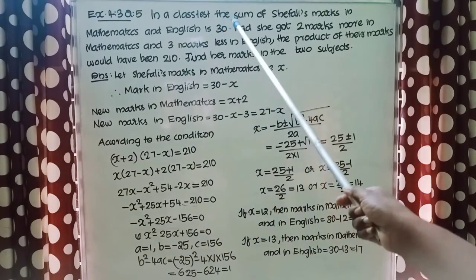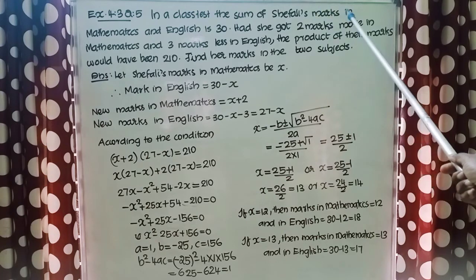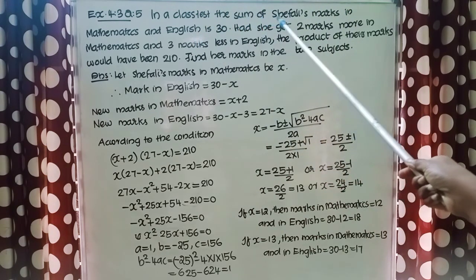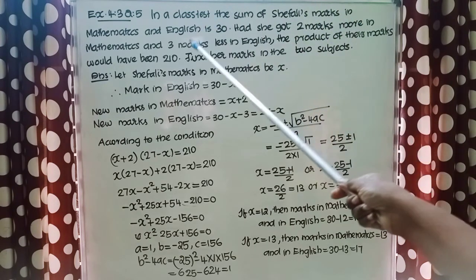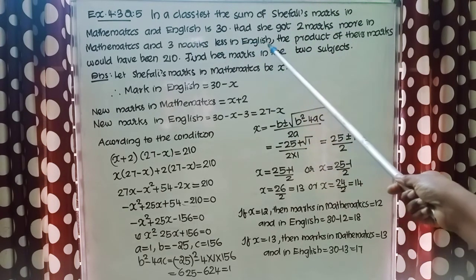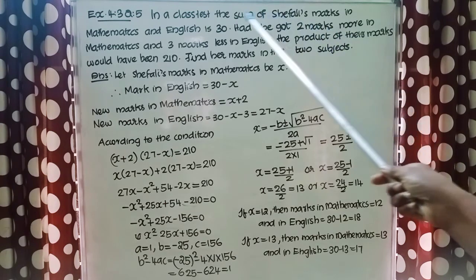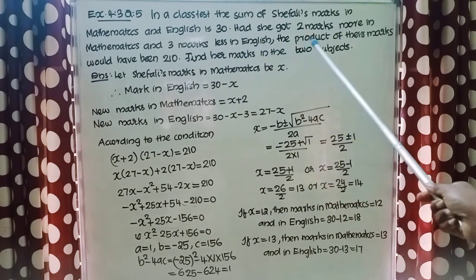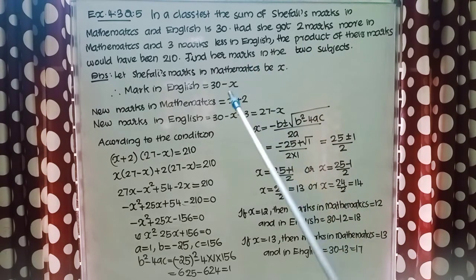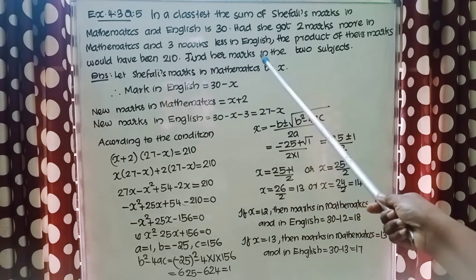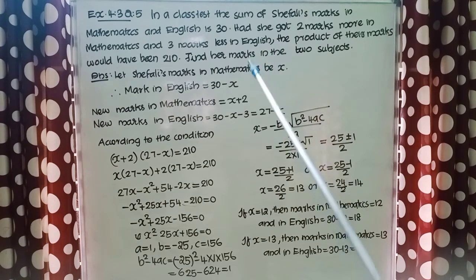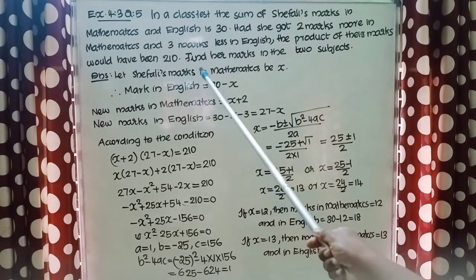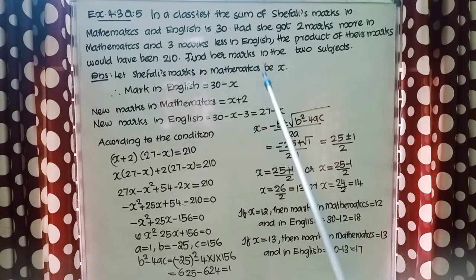In a class test, the sum of Shefali's marks in mathematics and English is 30. Had she got 2 marks more in mathematics and 3 marks less in English, the product of their marks would have been 210. Find her marks in 2 subjects. So, let us take the mark in maths be x. Total marks it is given 30. So, the marks in English we can take as 30 minus x.